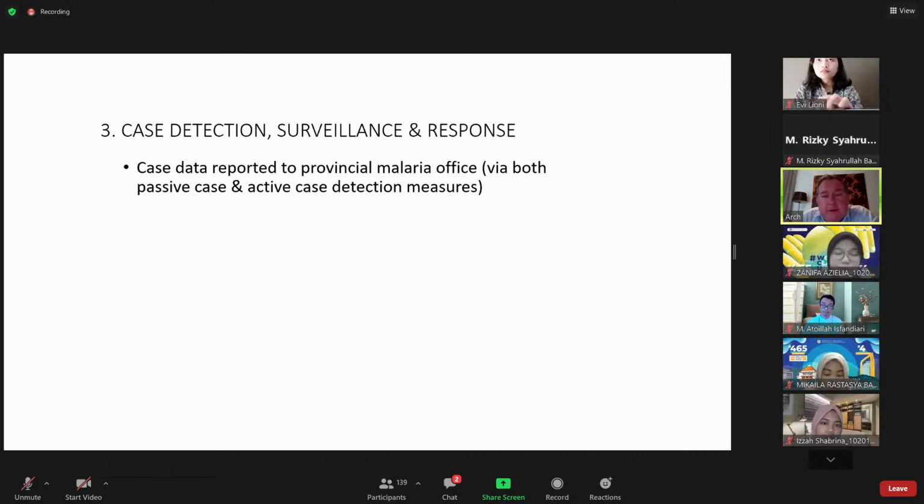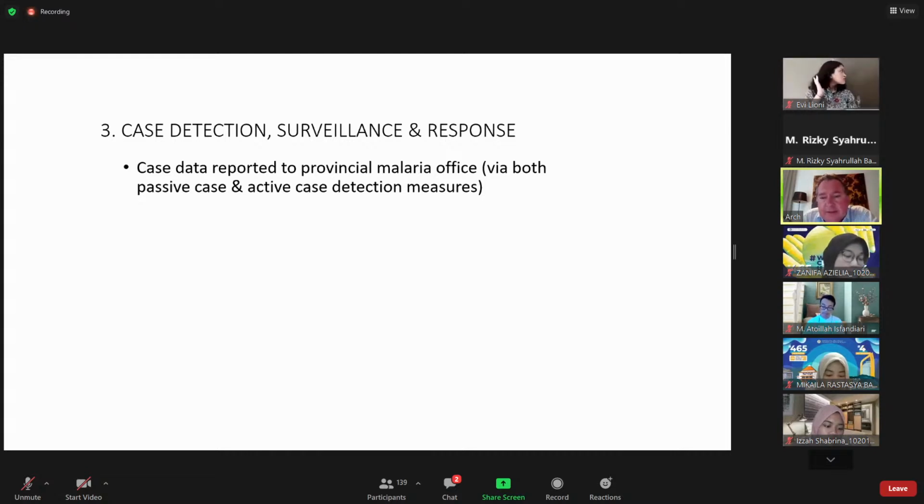Okay, and then the third aspect of the spatial decision support system was for case detection, surveillance, and response. So the way that it works in these countries is that cases are reported to the provincial malaria office when they are identified in a rural health clinic. So if someone gets sick, they go to a rural health post. There's a nurse or a health officer there who'll use a rapid diagnostic test to identify whether or not they've got malaria. And then if that person's got malaria, they will radio through to the provincial malaria office and say that person X from household Y has been identified as having malaria.